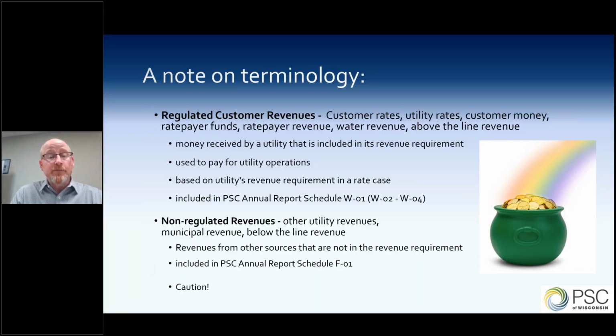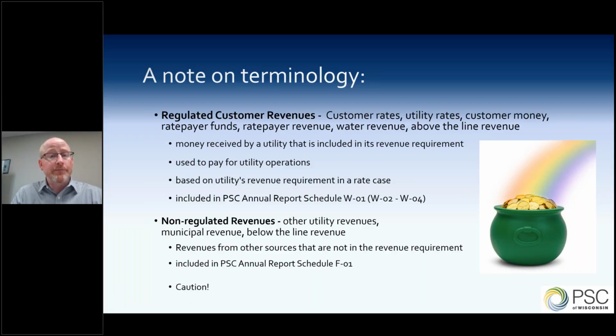That money that would come in from Bill Gates is not something that the PSC would have concerns about. That would not fall under these prohibitions that we're talking about for these regulated customer revenues. You can find those kinds of dollars also on your PSC annual report in Schedule F1. And again, we'll talk more about this a little bit later. Those dollars do not go into your revenue requirement. They are not factored in as the PSC develops your customer rates.